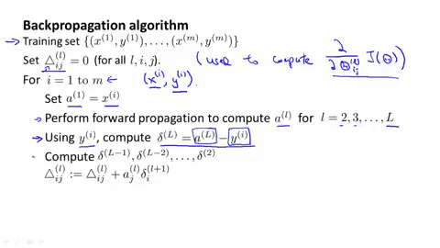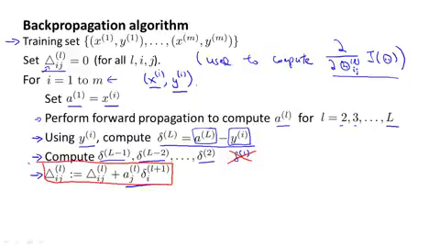Then we use the backpropagation algorithm to compute delta L minus 1, delta L minus 2, and so on down to delta 2. And once again, there is no delta 1 because we don't associate an error term with the input layer. And finally, we use these capital delta terms to accumulate these partial derivative terms that we wrote down on the previous slide.